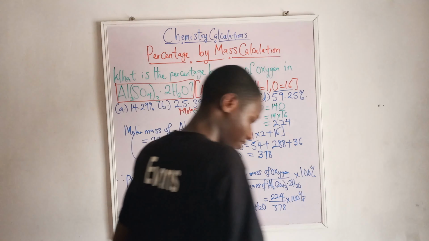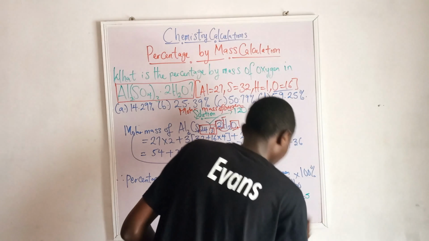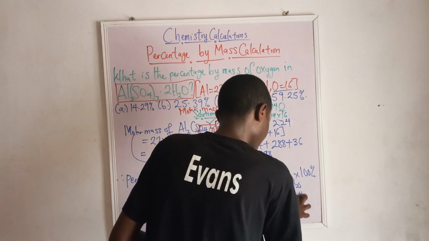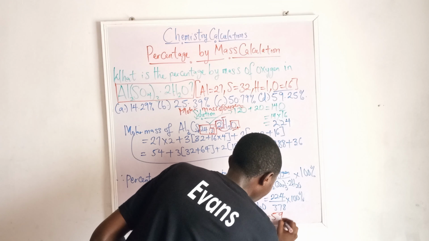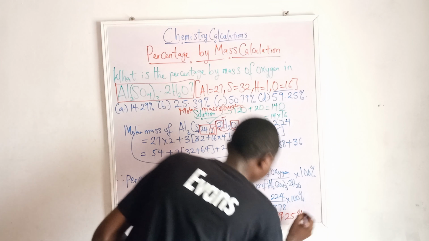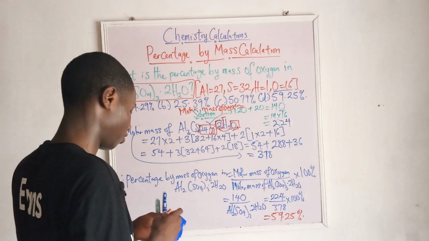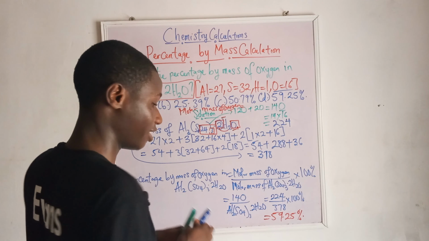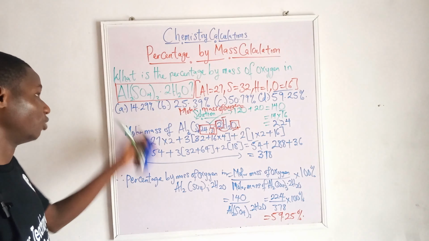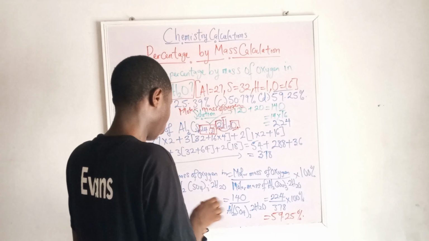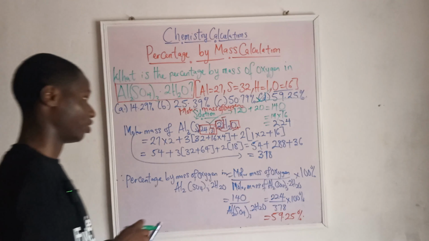So our final answer is what? 59.25%. So that's our final answer for today's calculation. So do you understand everything we did in this video? I hope you understand. So looking at this option now, what do you think will be your answer? So of course this will be your answer. So option D is the right answer for this question.